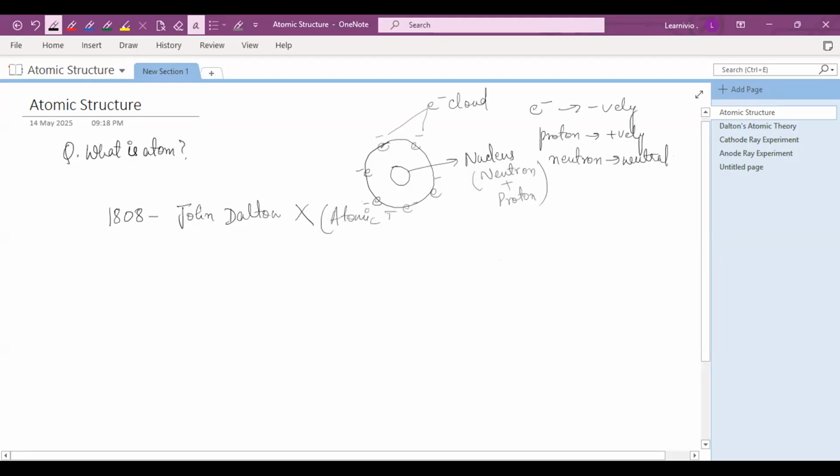After that, in 1897, electron was discovered by J.J. Thomson. He gave the Thomson model, and by this, electron was discovered. Right? J.J. Thomson. Okay. In 1911, Rutherford performed an experiment which is known as the Rutherford gold foil experiment.